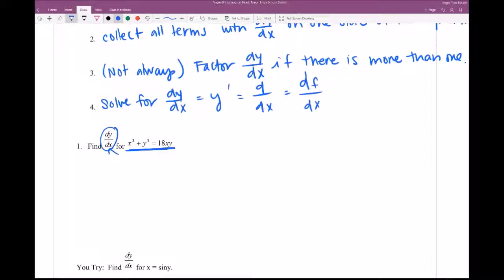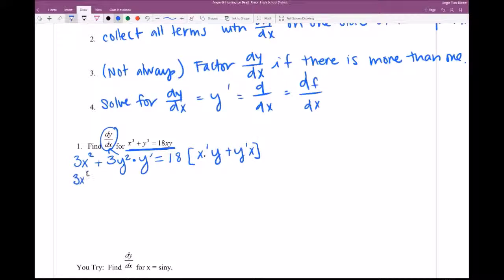Step number 1 says to differentiate both sides with respect to x. Because we are taking the derivative with respect to x, 3x to the third is now 9x squared, plus y to the third. This is the part where you have to be very careful. Y to the third is not with respect to x. We are still using the power rule, but we still need the chain rule, times y prime. So the derivative of y to the third is 3y squared times y prime, equals the derivative of 18xy. We can pull out the constant and then do the product rule: x prime times y plus y prime times x.